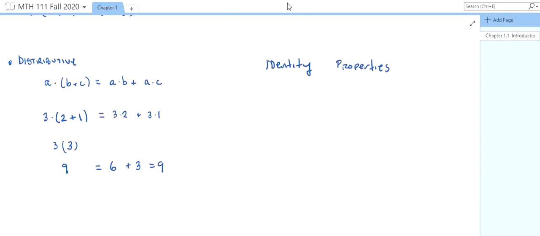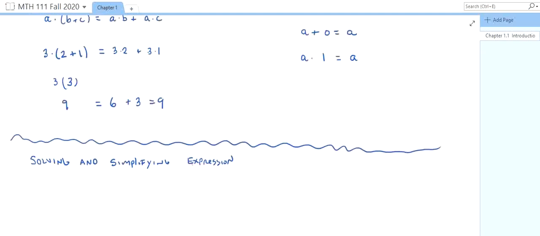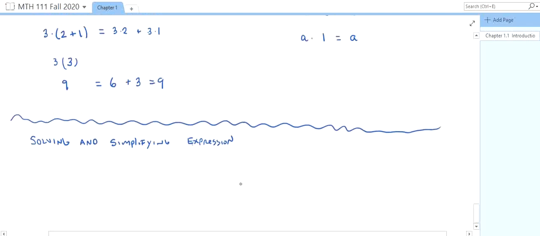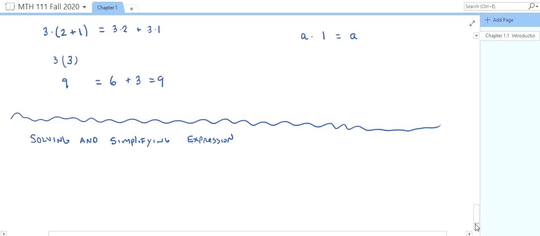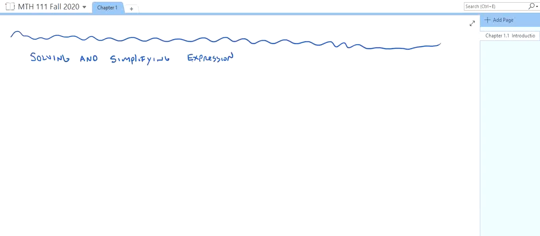Okay, finally, let's just mention the identity properties. These are a little intuitive. If you take a number and you add 0 to it, you get the original number. If you take a number and you multiply it by 1, again, you get the original number. Those are called identity properties. And the purpose for learning all this stuff is so we can solve and simplify expressions.